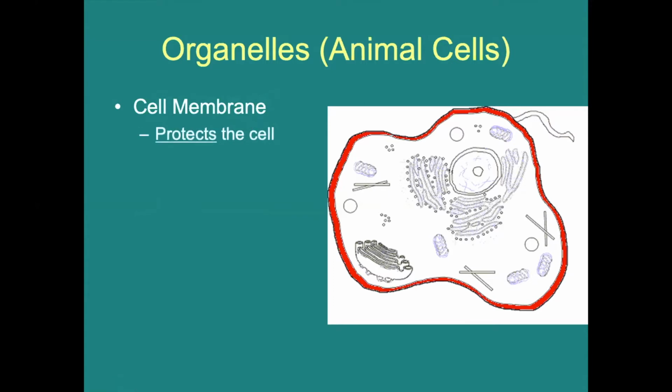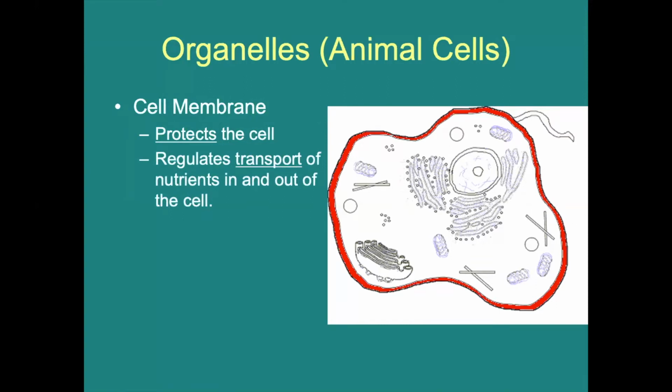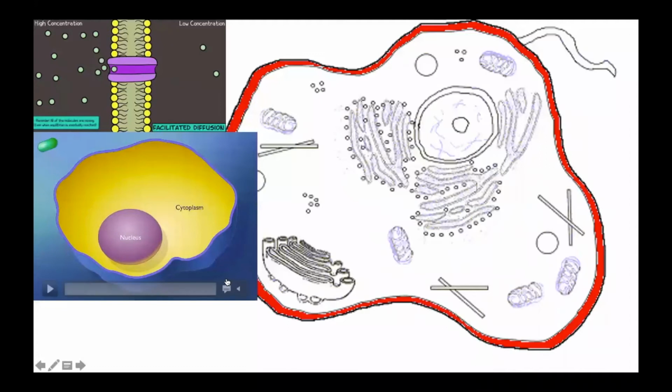What does it do? It protects your cell. One, it's going to keep everything inside nice and cozy, but it's also going to decide what comes in and what comes out. Meaning it's going to regulate transport of nutrients in and out of the cell. What does that mean? That means some things your cell wants in and some things your cell does not want in.